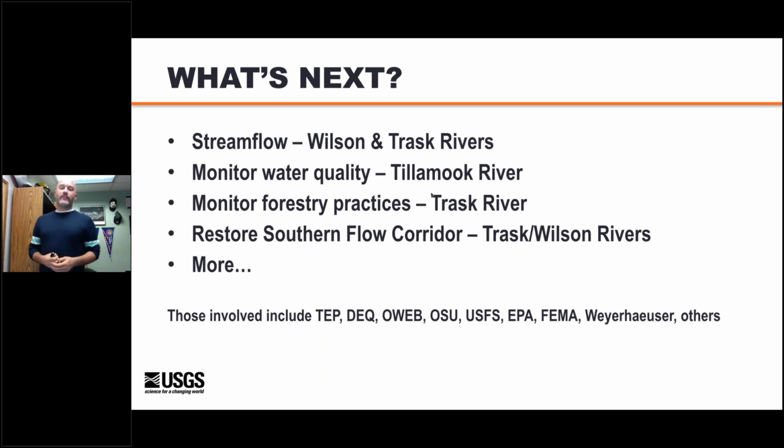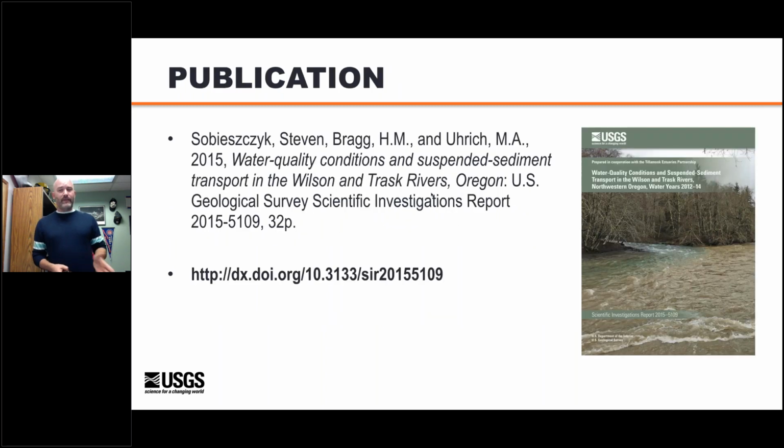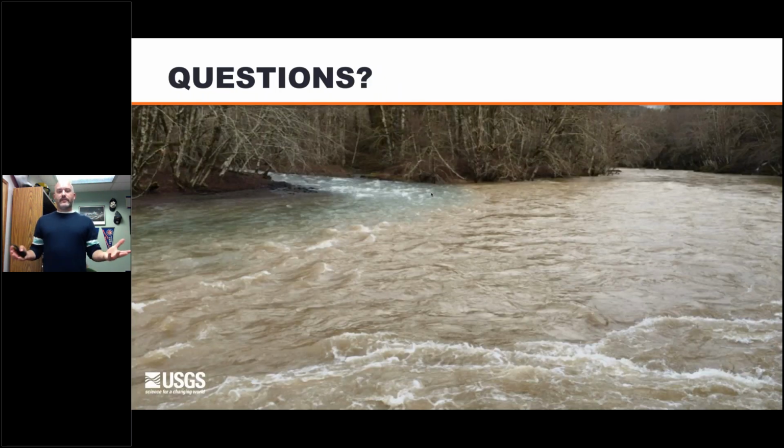And there's also recent work going on in the lower part near the estuary where the Wilson and Trask rivers meet, called the Southern Flow Corridor, where they're actually restoring the environment to control flooding and improve conditions there at the mouth. There's plenty of other people involved from the state and the county and private industries as well. If you want to read what we've discovered, the report has been published and you can access it here. And if you have any questions, I am here to blah, blah, blah, and scene, we're done.